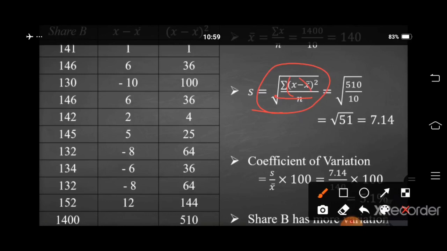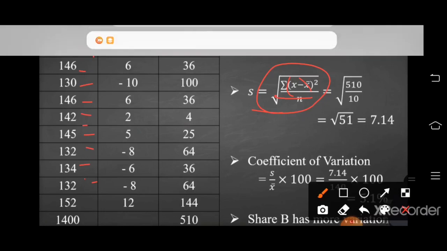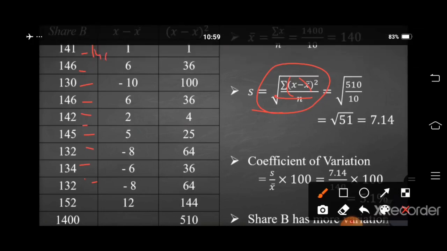For that we have to subtract the mean from all observations. Our mean is 140. So 1 minus 140 equals 1, 6 minus 140 equals 6, 130 minus 140 equals minus 10, and so on. Now in the next column we will make the square of all these observations.